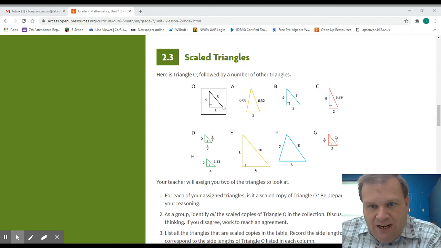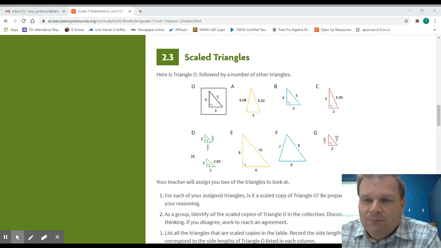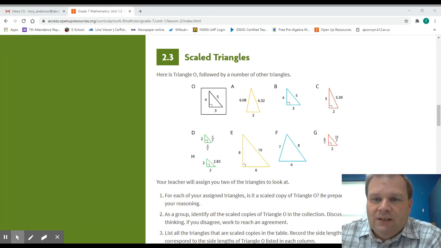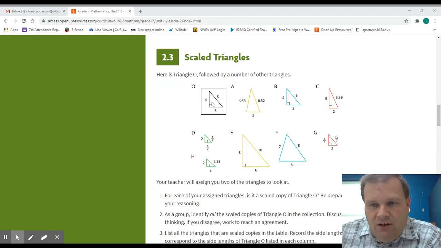This triangle is a right triangle, so that means, since our angles have to be the same, every single triangle has to be a right triangle. So A would not be a scale copy, and F would not be a scale copy because they do not have that right angle. Those angles have changed, so it can't be a right. So how are we going to determine what other triangles would be scale copies of O?